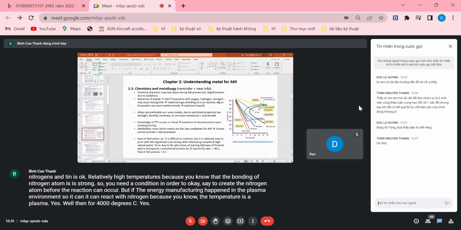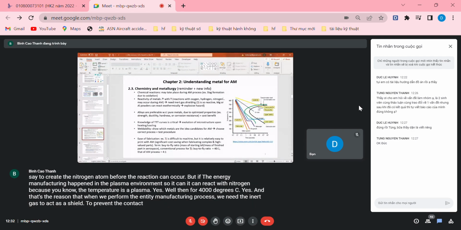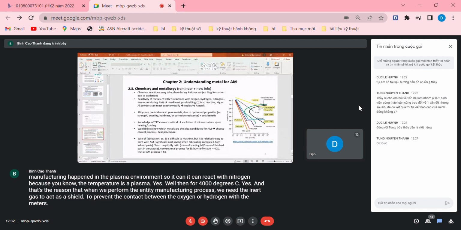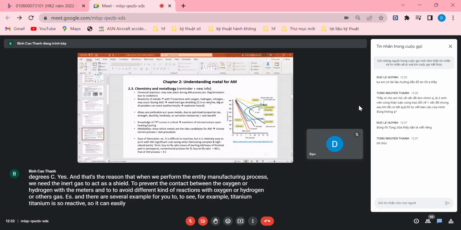And that's the reason that when we perform the additive manufacturing process, we need the inert gas to act as a shield to prevent the contact between the oxygen or hydrogen with the metals, and to avoid different kinds of reactions with oxygen, hydrogen, or other gases. And there are several examples for you to see. For example, titanium. Titanium is so reactive, so it can easily react with different types of gases.